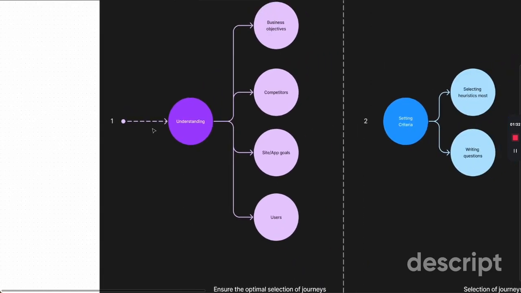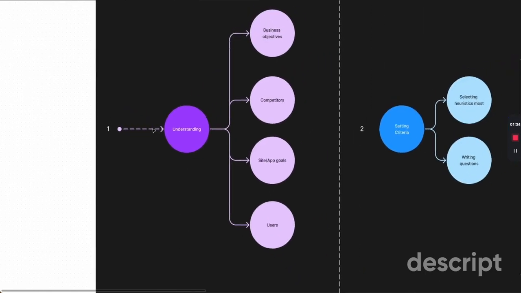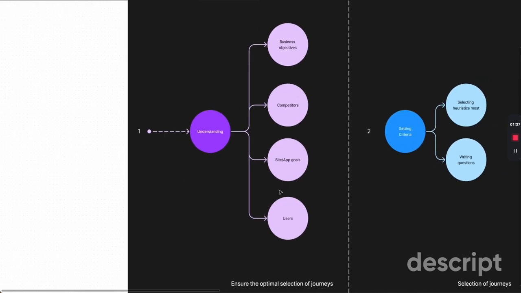understanding. In this case, what we are looking for in the first step is to ensure the optimal selection of journeys. But also, what we want to get here is some of the criteria or perspectives that we need to include on how we evaluate the platform, that being the app or the website. So the first thing that we are going to do is understand the business objectives. So what is the final outcome that they want?